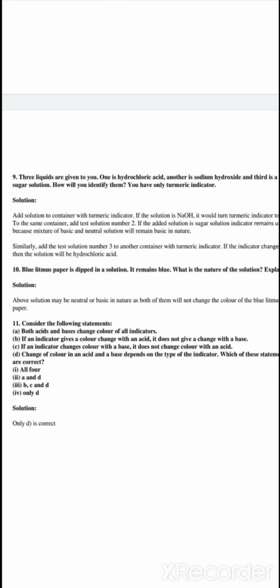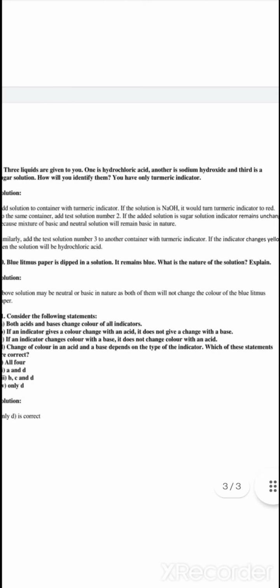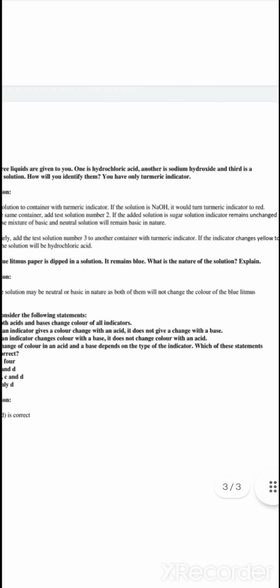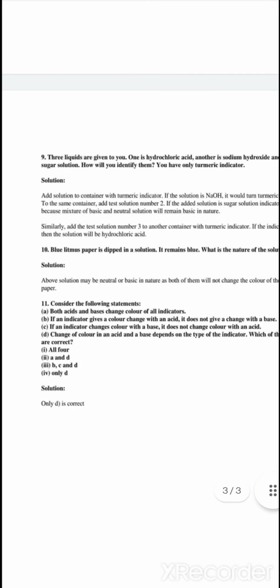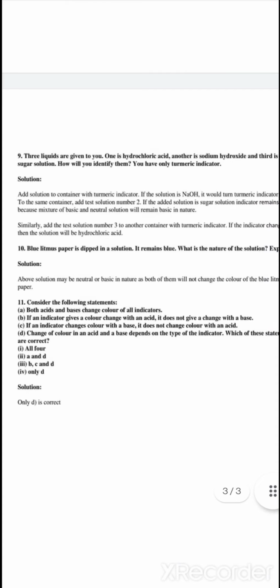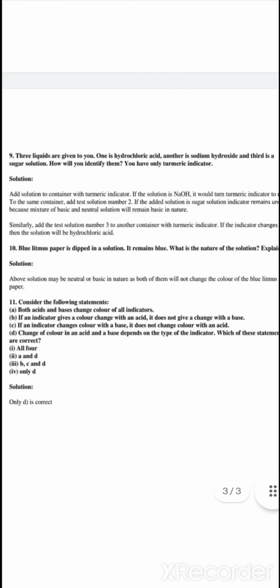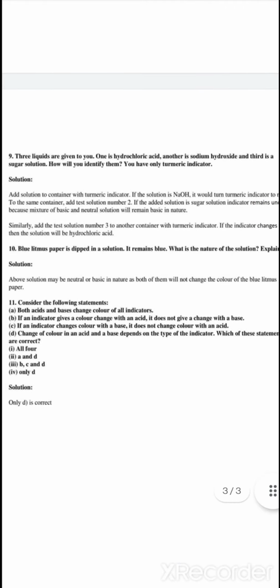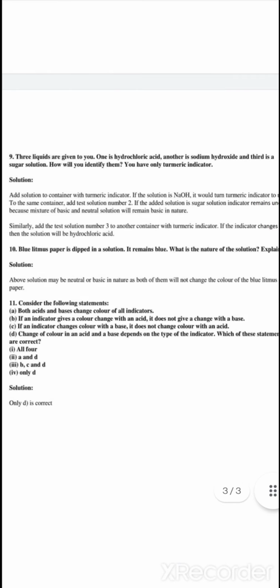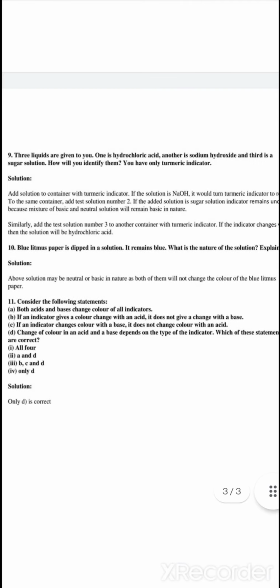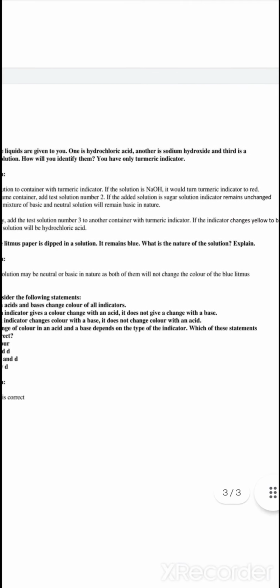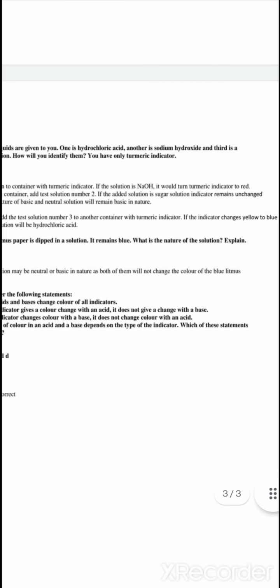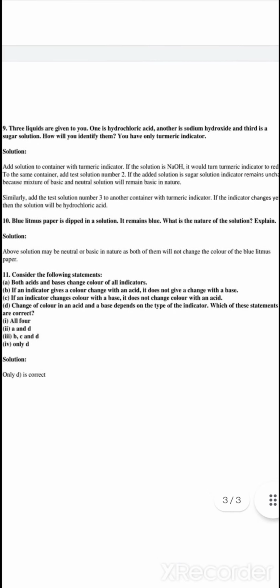So add a solution to a container with turmeric indicator. If the solution is base, it means NaOH. Okay, so you know that base gives red color with turmeric. Now to this same container, add some of solution number 2, it means sugar solution. When you add sugar solution, the indicator remains unchanged, it means no color change. So it means the mixture of basic and neutral solution will remain basic in nature. Now similarly add solution number 3 to turmeric. If the indicator changes from red to yellow, then it will be the hydrochloric acid.